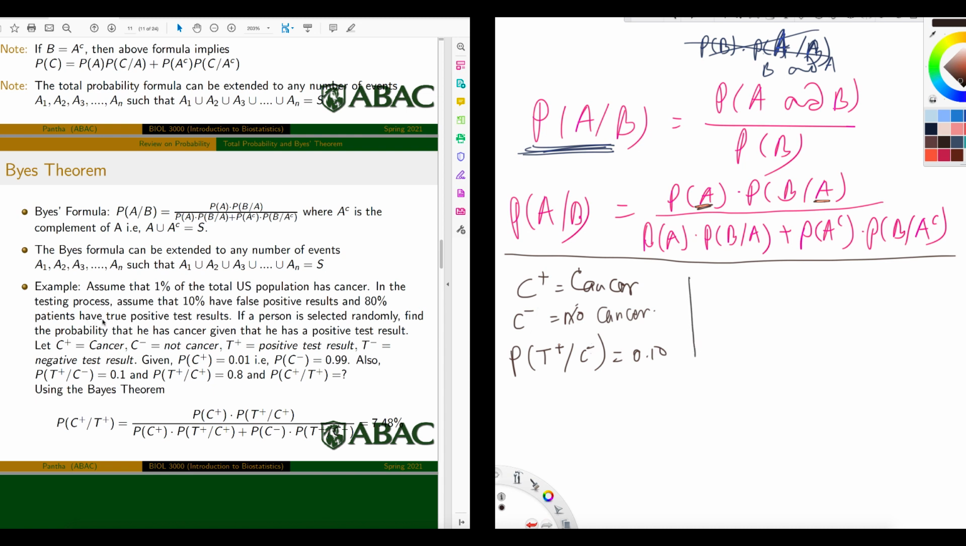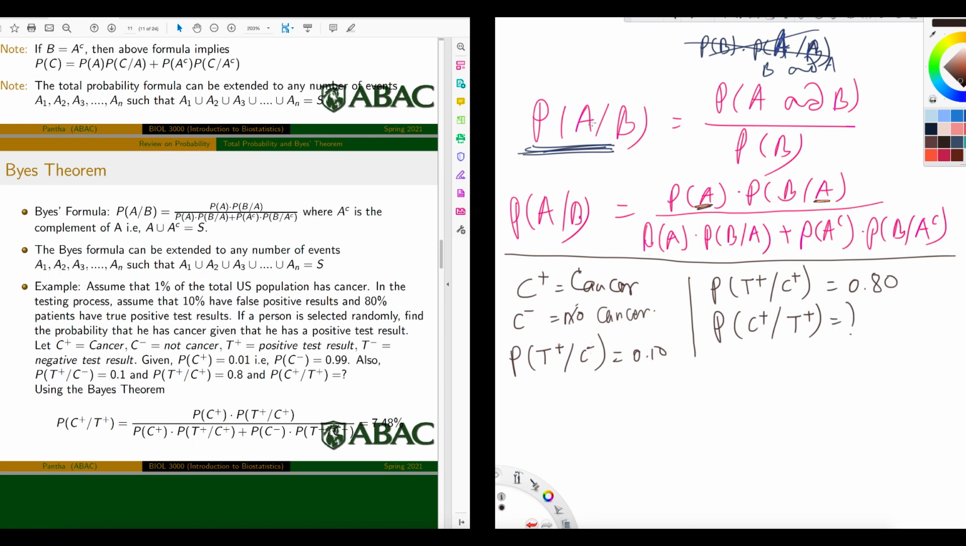And what else is given? 80% of patients have true positive. What that means is the probability of a positive test result given that he has cancer. That's the true positive, right? That is 0.80. This is also given. If a person is selected randomly, find the probability that he has cancer. What is asked is the probability that he has cancer given that he has a positive test result, T plus, equals what? This is what is asked.